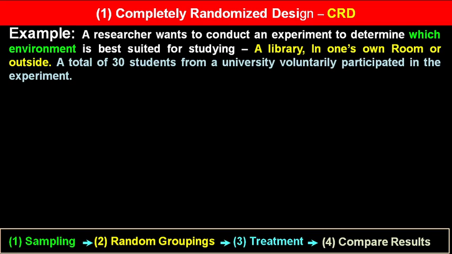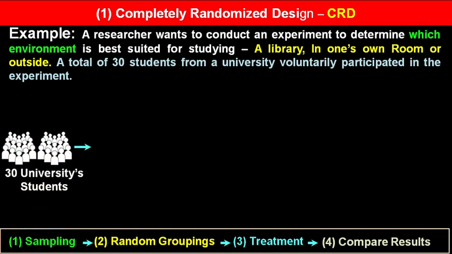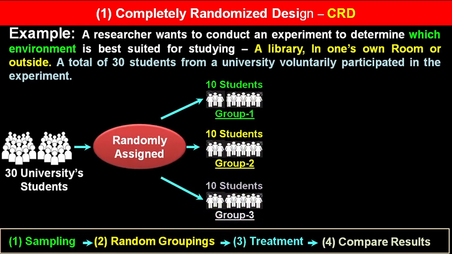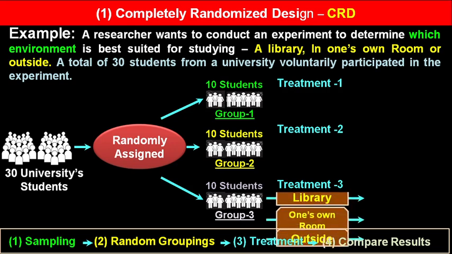We will follow this basic rule. We have taken a sample of 30 university students. This is the first step, that is sampling. Then second step is random grouping. So we have randomly assigned them into 3 groups. Group 1 has 10 students, group 2 has 10 students, and the third group also has 10 students. Then we have applied 3 treatments, treatment 1, 2, and 3 on the groups.